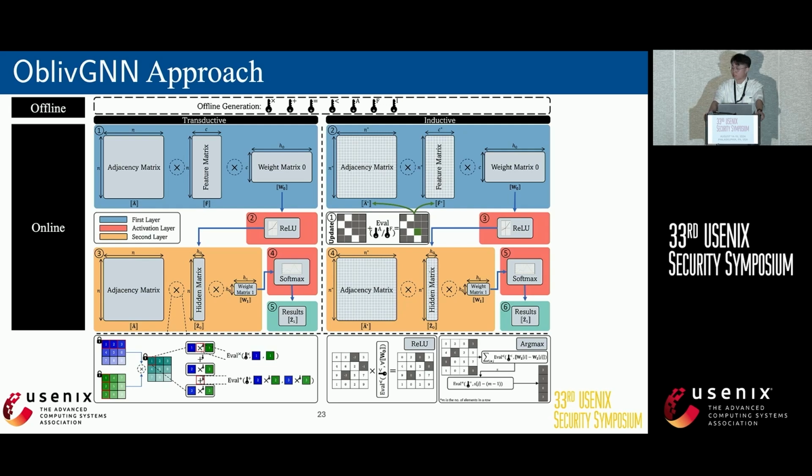OblivGNN has two stages, the offline phase and the online phase. The offline phase is responsible for masking the graph inputs and generating the DPF and FSS keys for the online phase accordingly. In the online phase, the two servers run the oblivious aggregation and activation for two layers and yield the inference results. If it is an inductive setting where the graph needs to be updated, the client will first obliviously update the graph before running the oblivious inference.